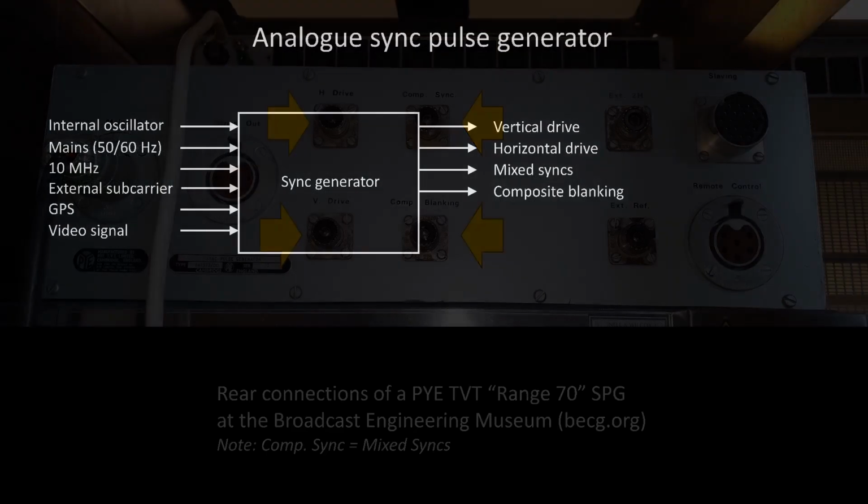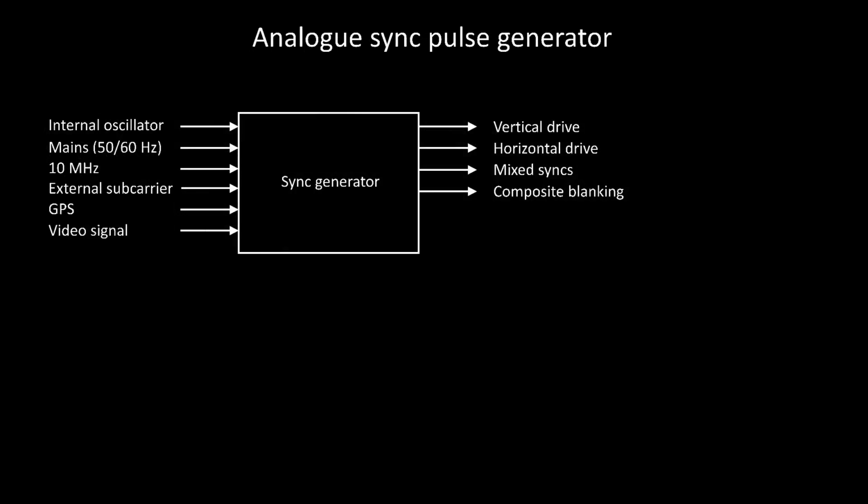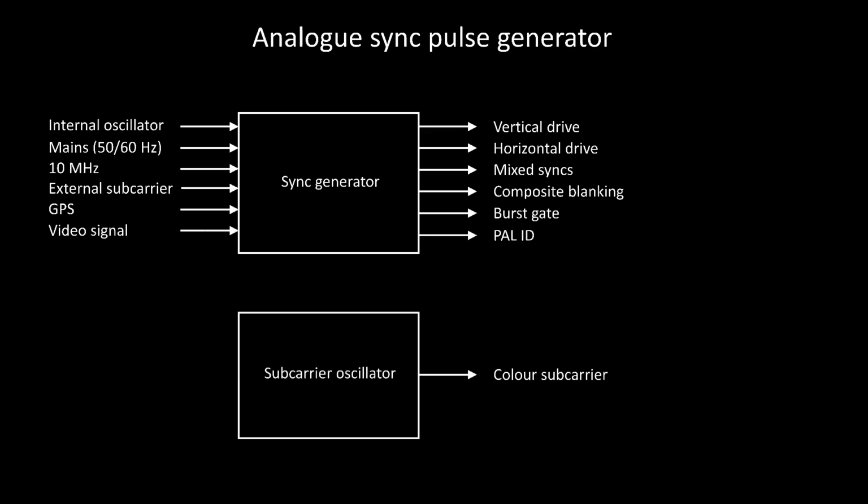Now let's add some color. The first new signal is the burst gate, which indicates the time slot where the color burst is inserted into the video signal. In PAL systems, an additional color signal is generated, the PAL ID, which indicates whether or not the phase of the color subcarrier is normal or alternate. In addition to the sync generator, a color SPG must also have a subcarrier oscillator. Like the sync generator, it must accept an external reference. For a master SPG, the color subcarrier is synchronized to the horizontal drive, and this is one of the most complicated processes which occurs inside of an SPG. We'll talk more about it later on.